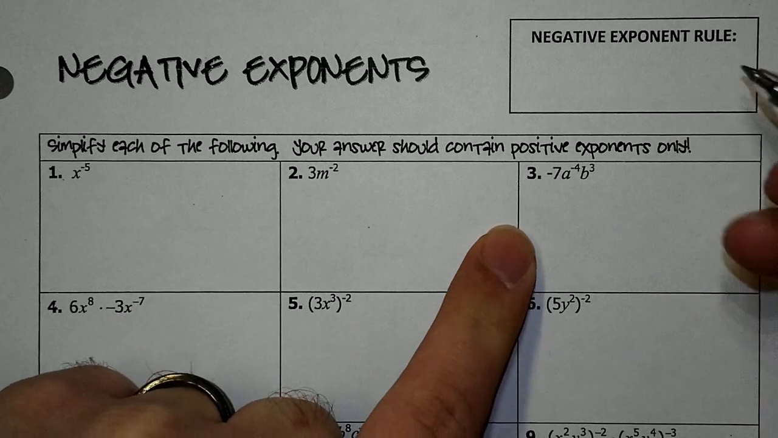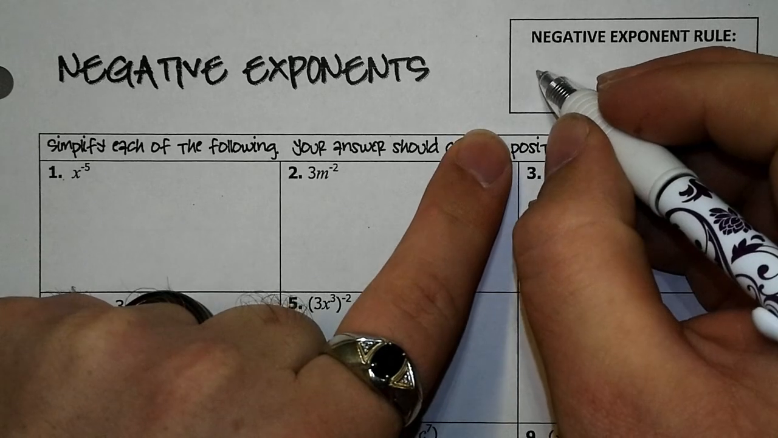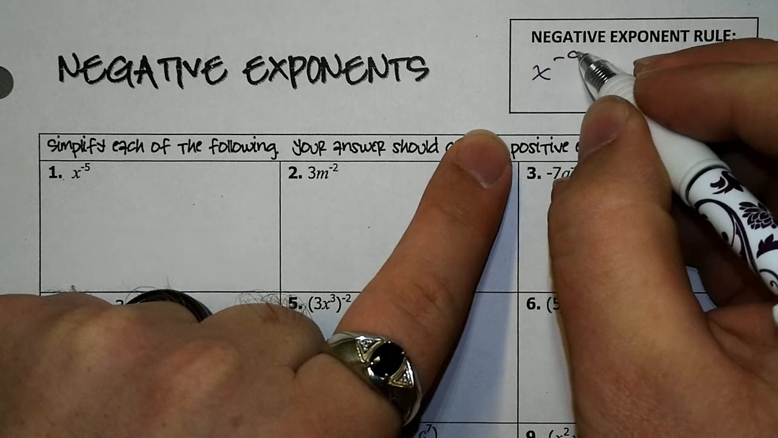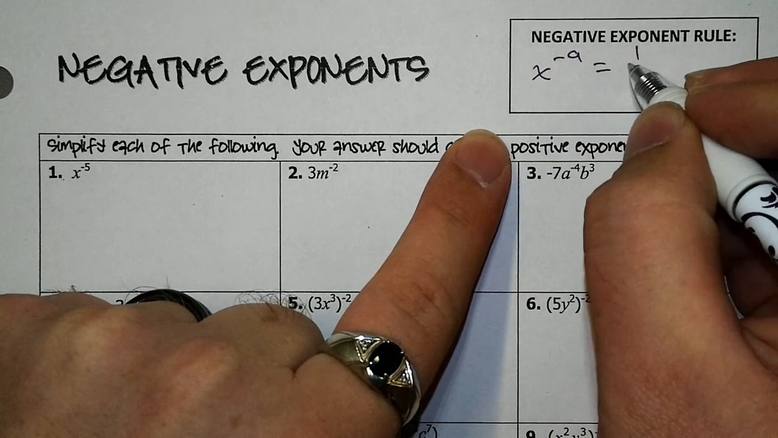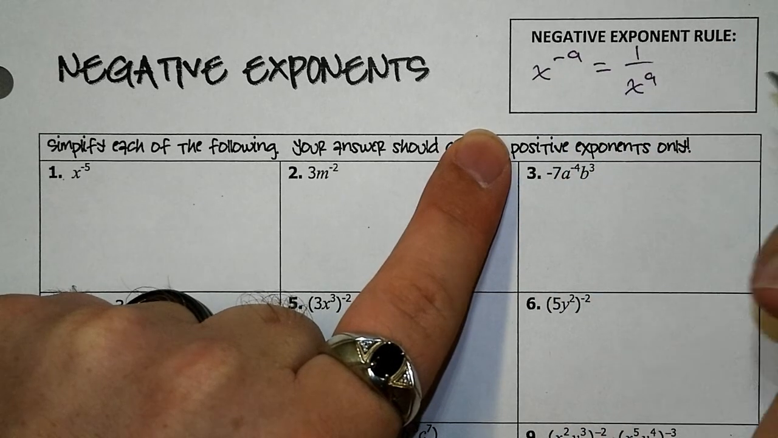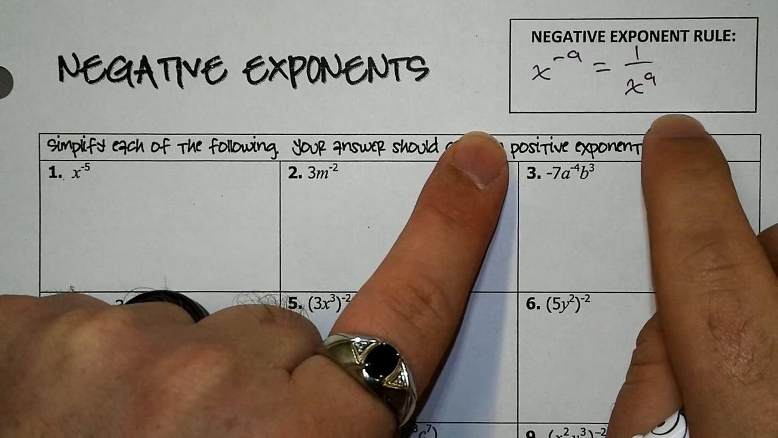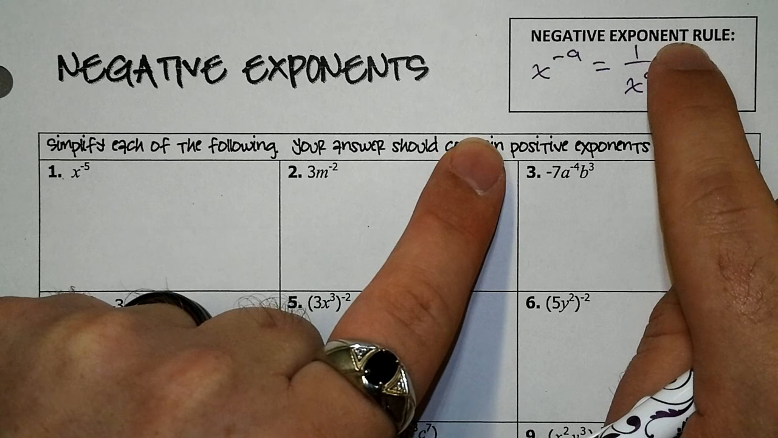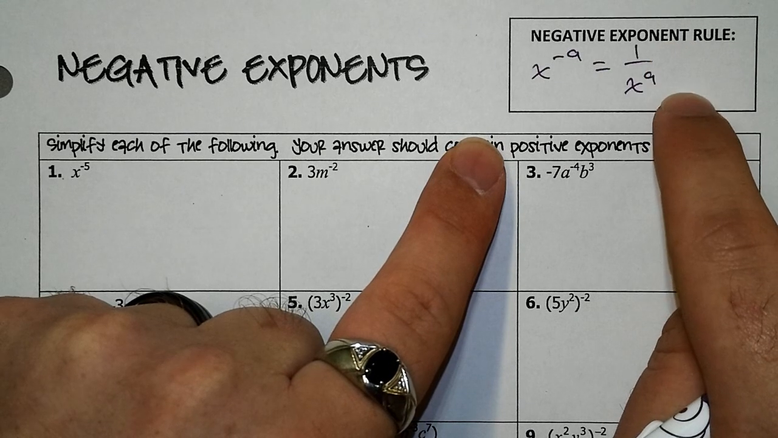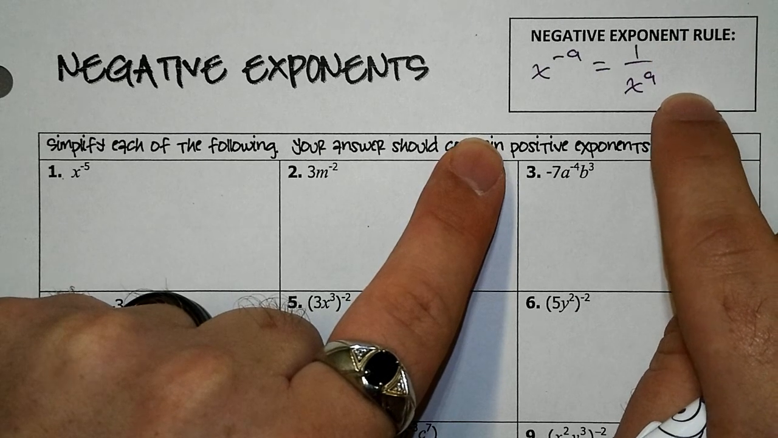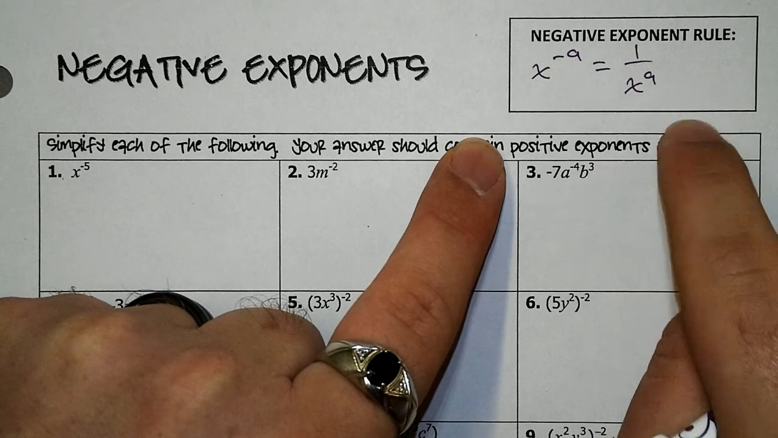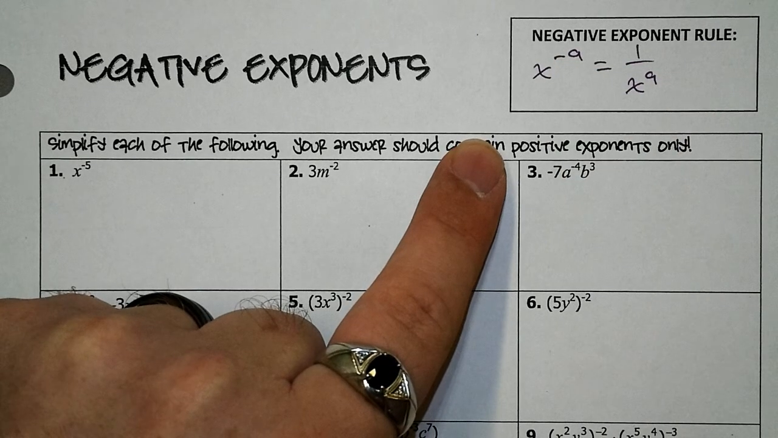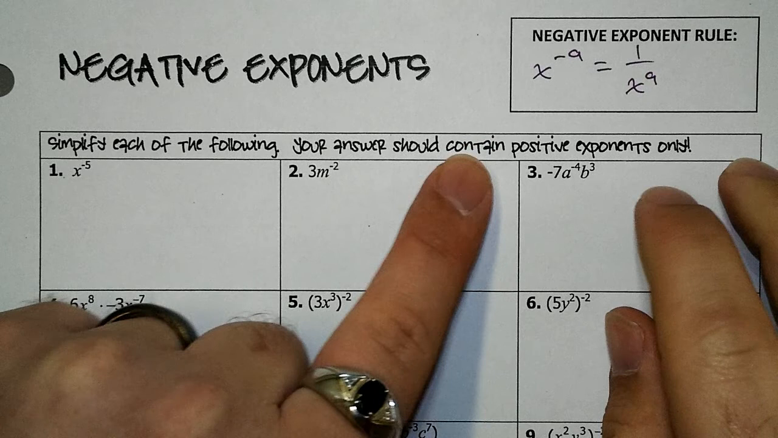Now the negative exponent rule just says if you have x to the negative a, you can rewrite it as 1 over x to the a. Just remember, whenever you have a negative exponent and it would have been on the top of the fraction, you flip it over to the bottom. If it's on the bottom, you can flip it to the top. When you flip it to the other side of the fraction, you end up getting a positive exponent.